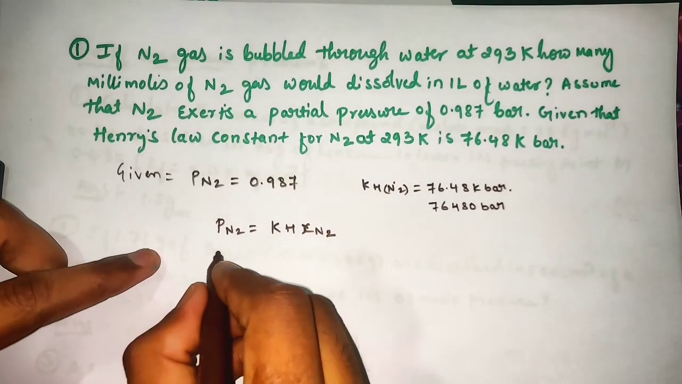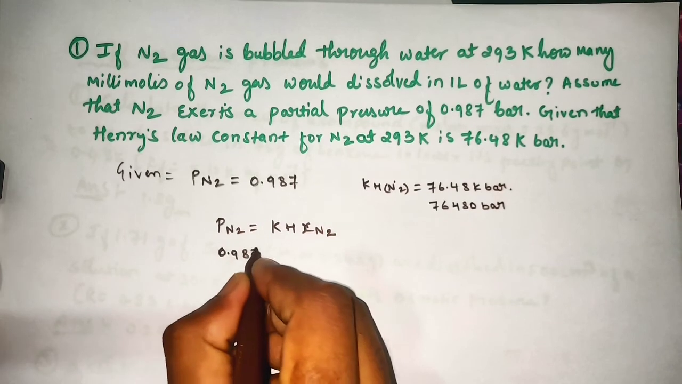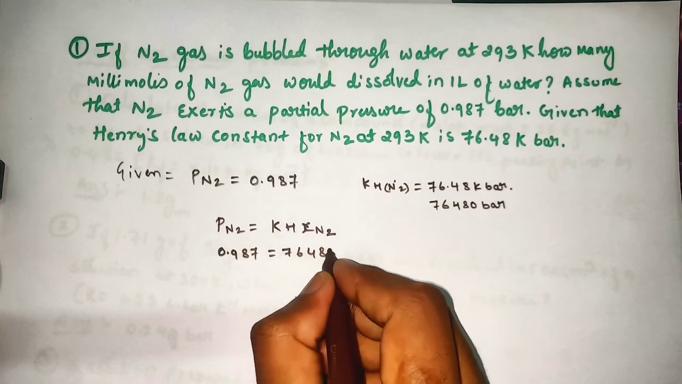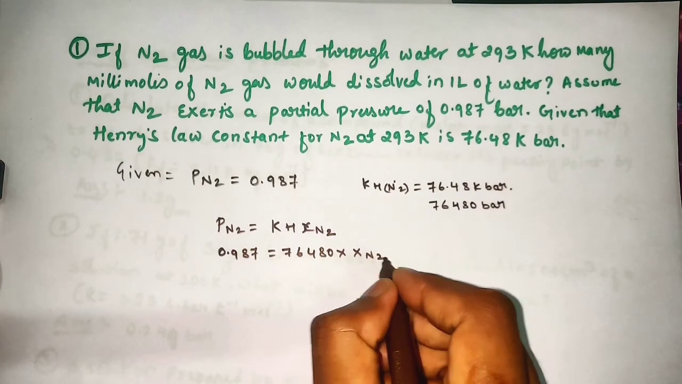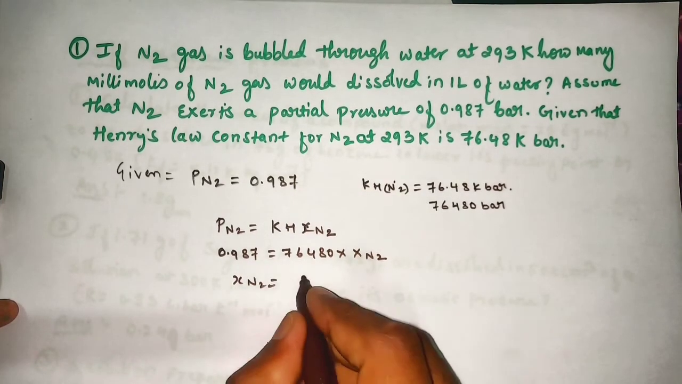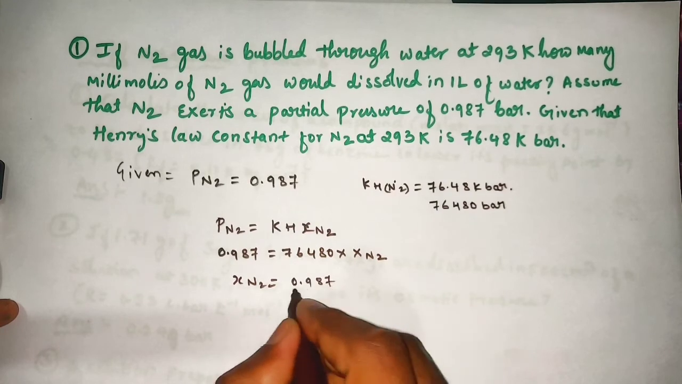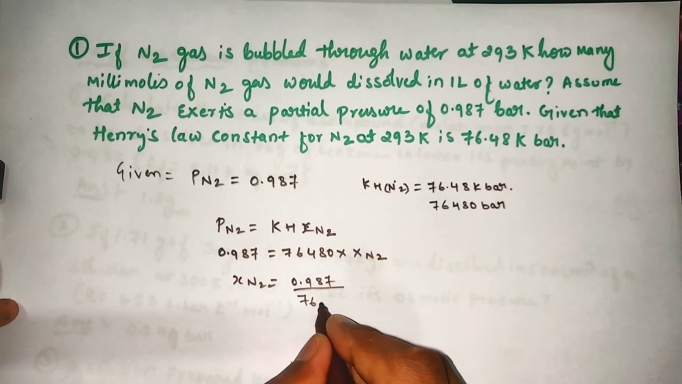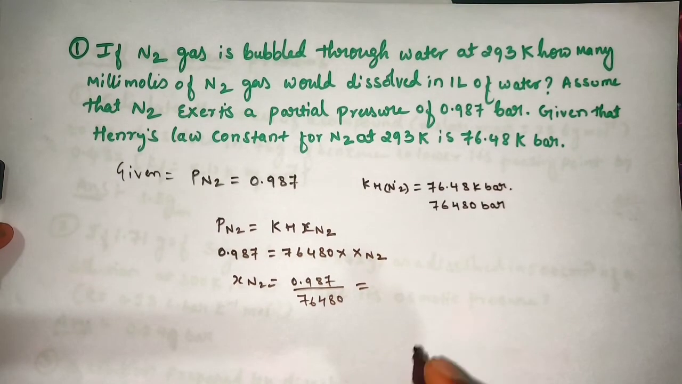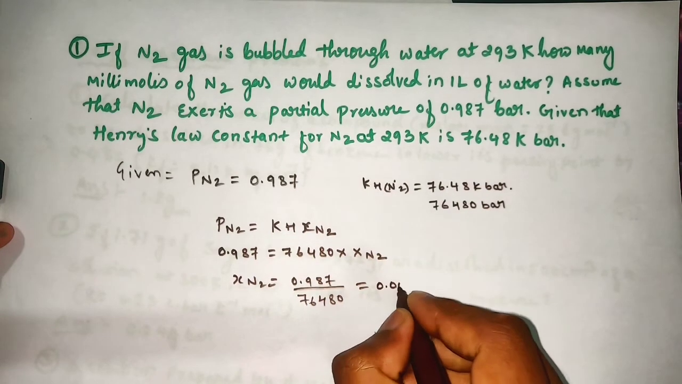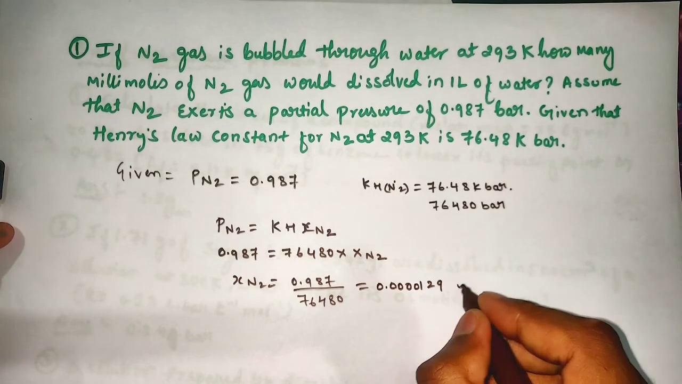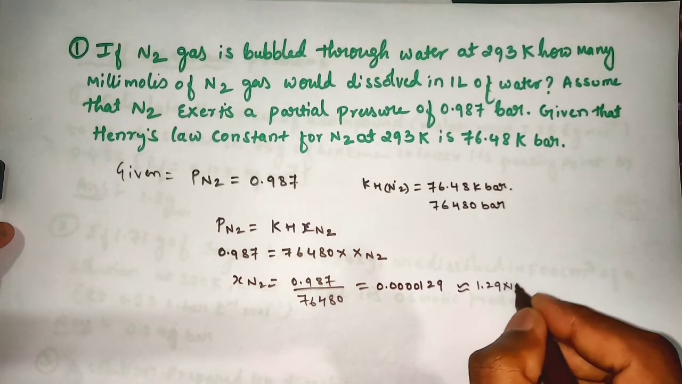The partial pressure they have given is 0.987, that is equal to Kh, which we also got, 76,480, into XN2. So when we take XN2, that is equal to 0.987 upon 76,480. If you calculate this, we will get the answer 0.00000129. So we can write it as 1.29 into 10 to the power of 5.